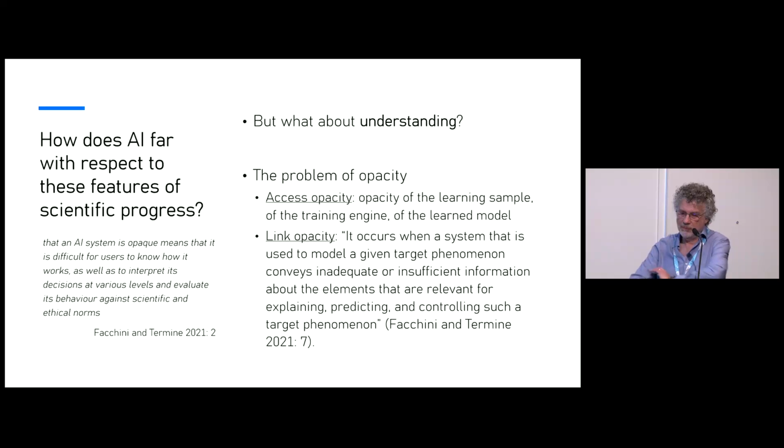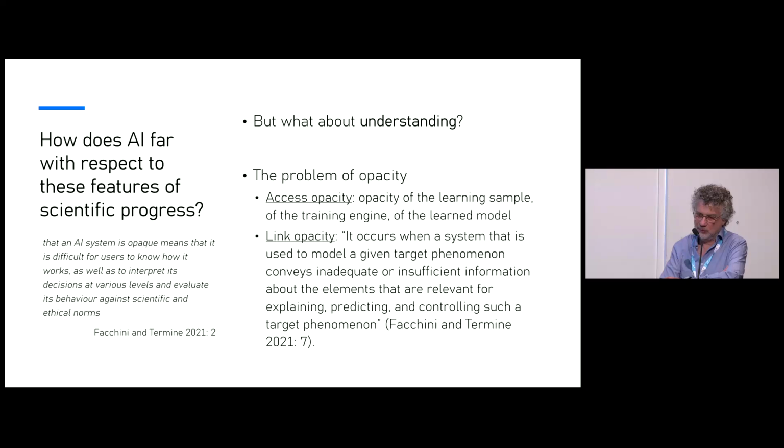But what about understanding? Does AI accommodate or enhance the understanding we have of the world through science? Well, here problems start to emerge. And one of the main and most persisting problems that scientists have with AI is the so-called problem of opacity, which very crudely is basically the problem that we don't know how AI produces all these successful predictions it does. There are two main types of opacity that have been identified. So there is the so-called access opacity. There is opacity with respect to the learning sample of the training engine, of the learned model. So we don't really know how the learning sample is used in order to produce successful results through the model.